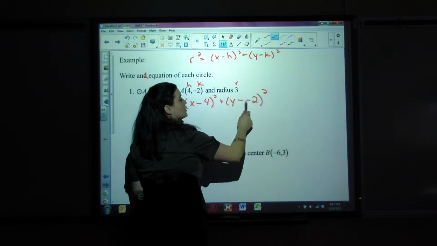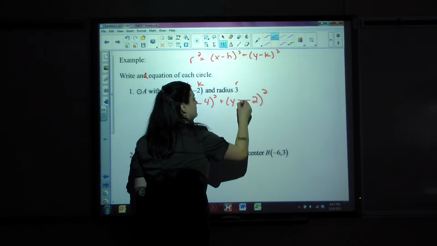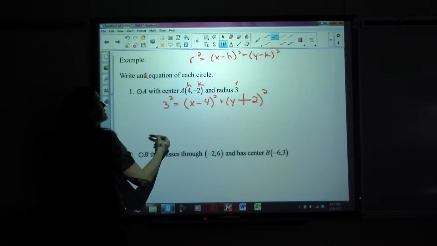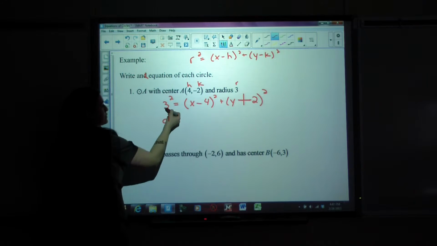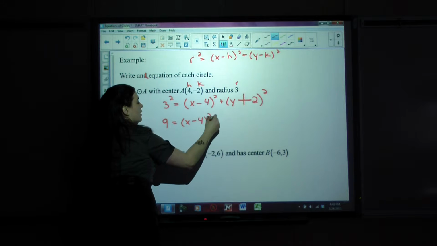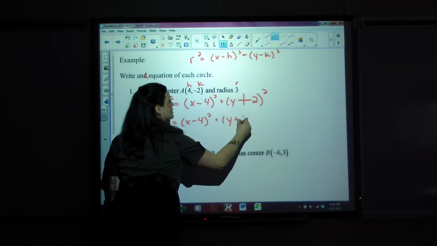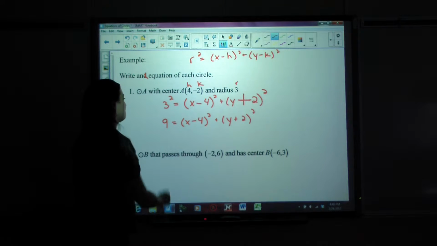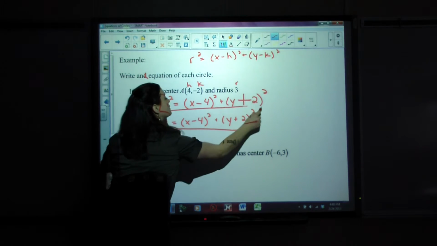Now, a couple of small things we can do. Simplify. When you're asked to subtract a negative, what are you really doing? Well, you're adding. And r squared, yep, it's 3 squared, but we can write it nicely. 3 squared is 9, and 9 equals (x minus 4) squared plus (y plus 2) squared. That is our equation.